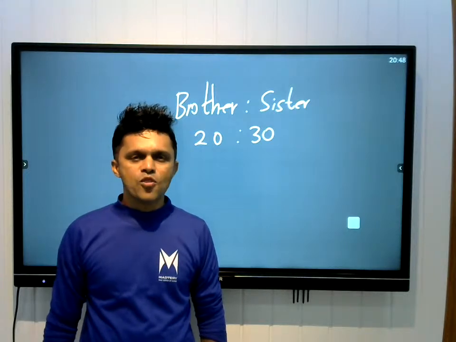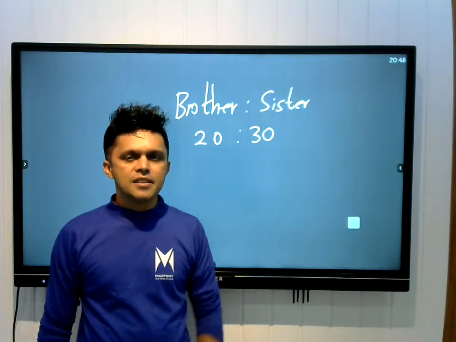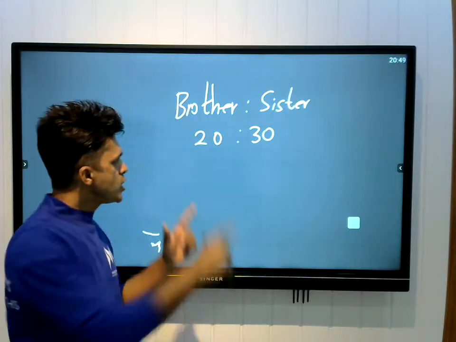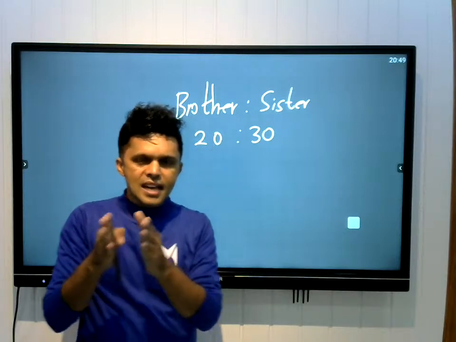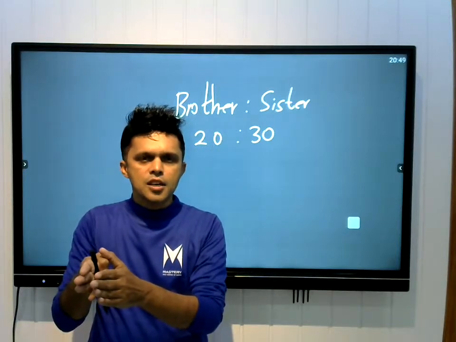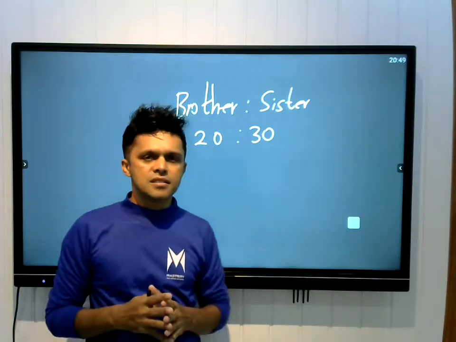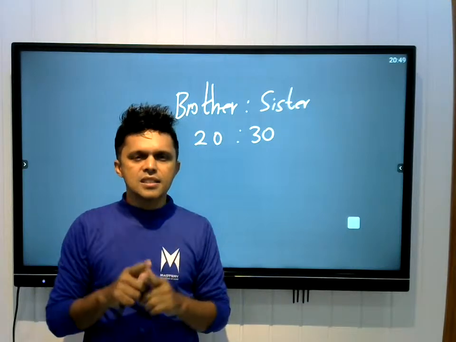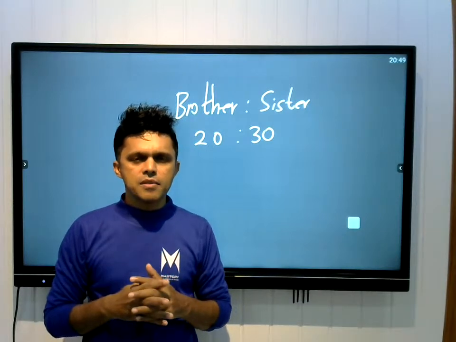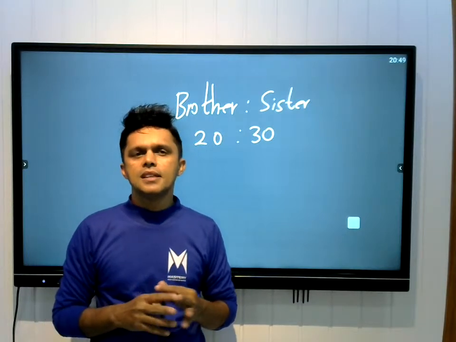Yes, in the simplest form. How can you write this in the simplest form? You need to select a certain number that is divisible by 20 and 30. So, what should be that number? Yes, what is that number?